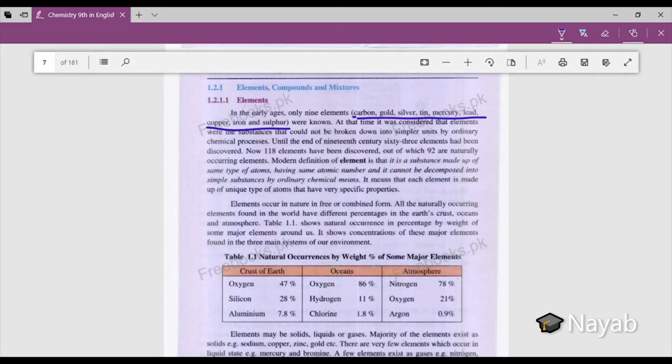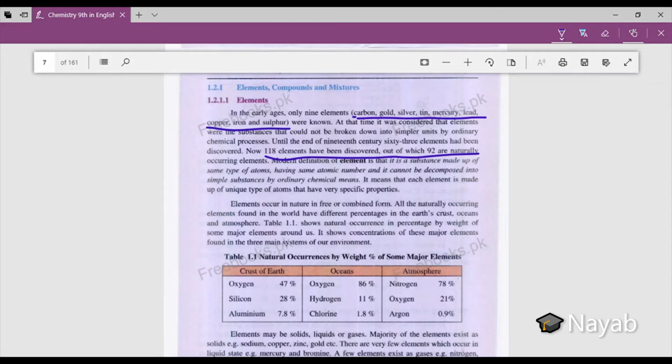Until the end of the 19th century, 63 elements had been discovered. There was a vast discovery of elements, because as we already learned, in the early ages there were only 9 elements, but with the passage of time people discovered more elements and the number increased day by day and reached 63. Today, 118 elements have been discovered, out of which 92 are naturally occurring and the remaining are synthetic elements.